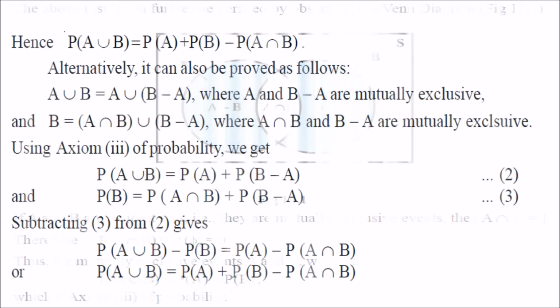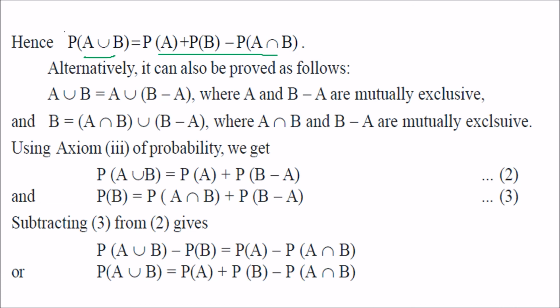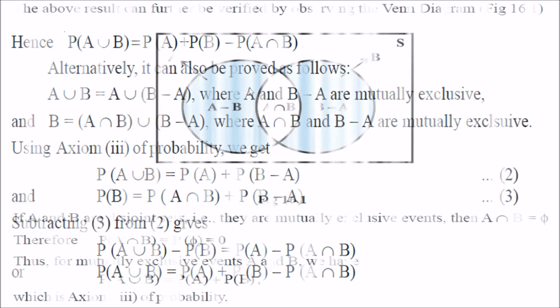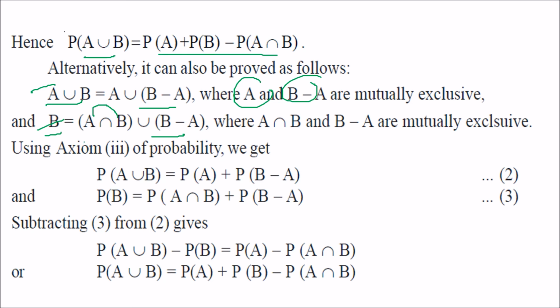So we'll use this property here and come up to the expression that we have just seen by observation. A union B is A union (B minus A), as you have just seen in the Venn diagram, because A and B minus A are mutually exclusive, as I just explained. What about B? B is nothing but A intersection B union B minus A. You can verify it here. So these are the two expressions.